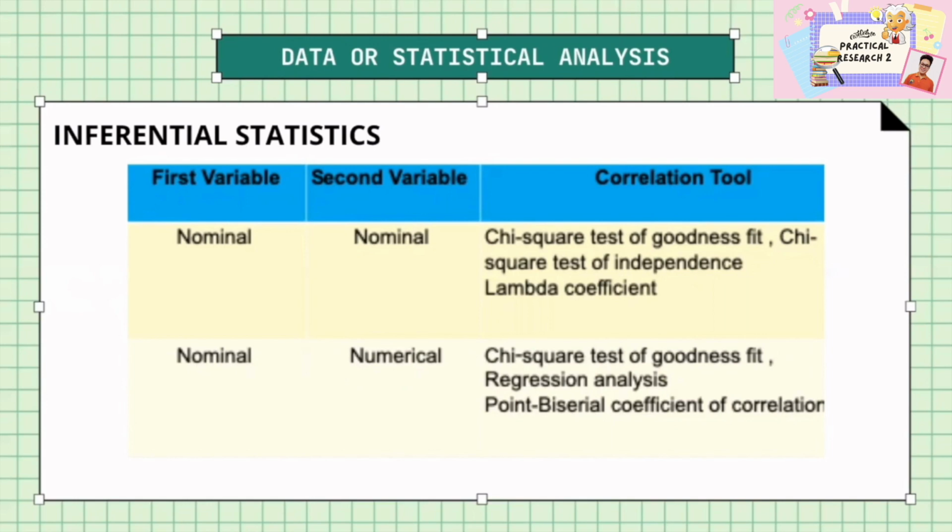For example, you have your first variable and second variable. Your first variable is nominal, and your second variable is nominal. What are the correlation tools that you can use? You may use the chi-square test of goodness of fit, chi-square test of independence, or lambda coefficient. If you have nominal and numerical data, you may use the chi-square test of goodness of fit, regression analysis, or point biserial coefficient of correlation.